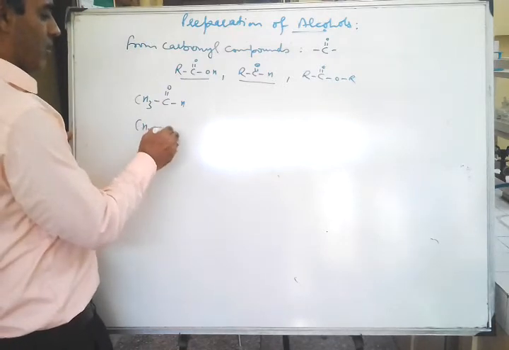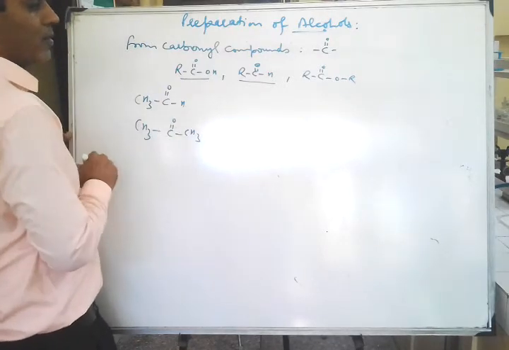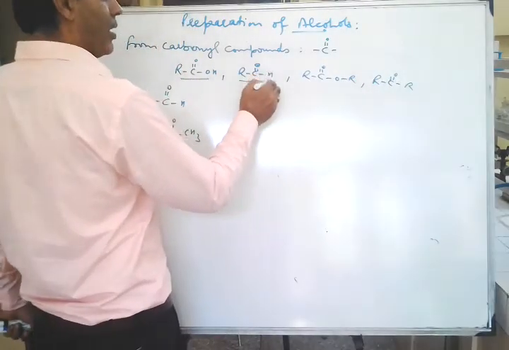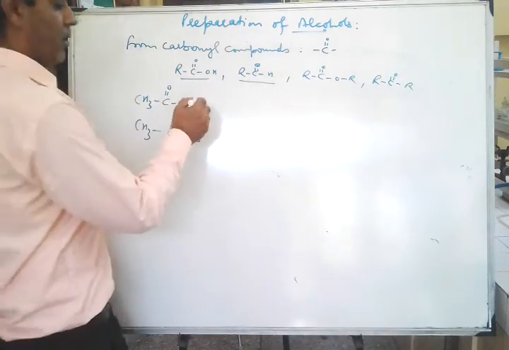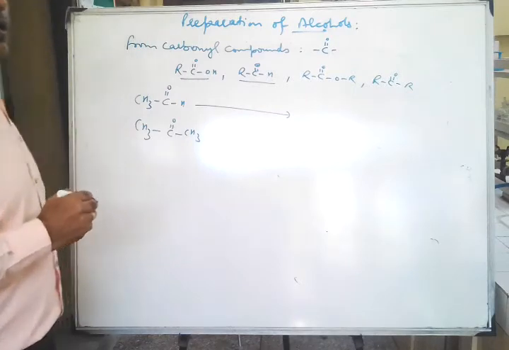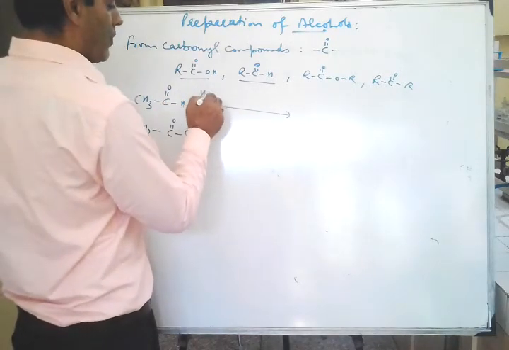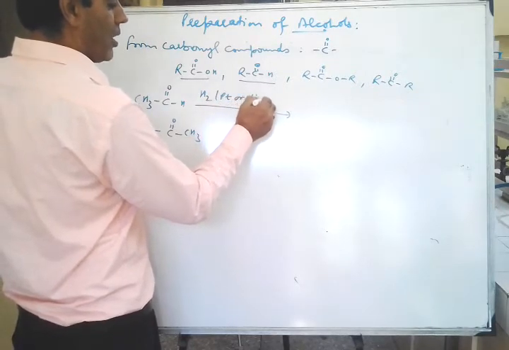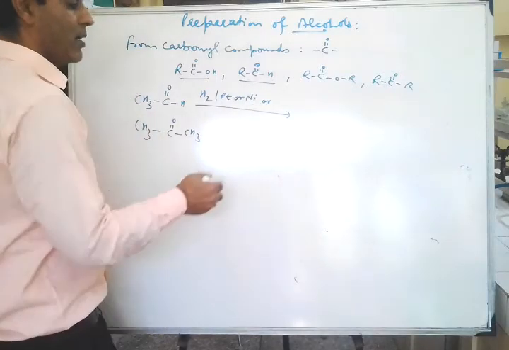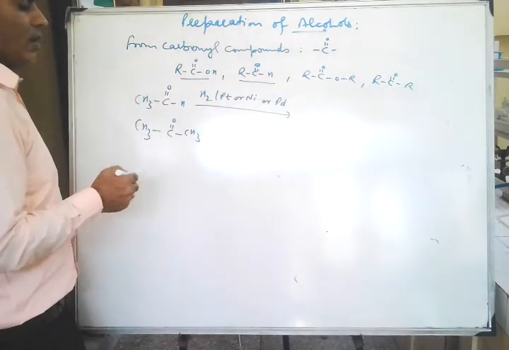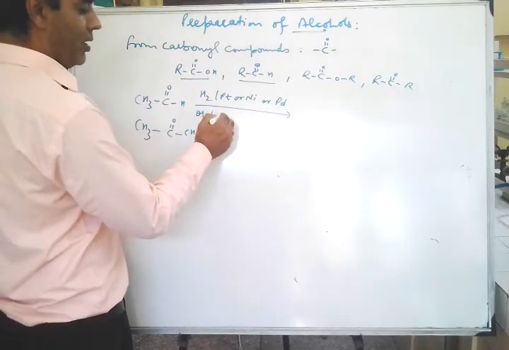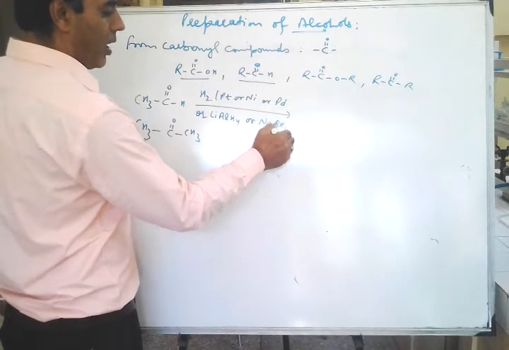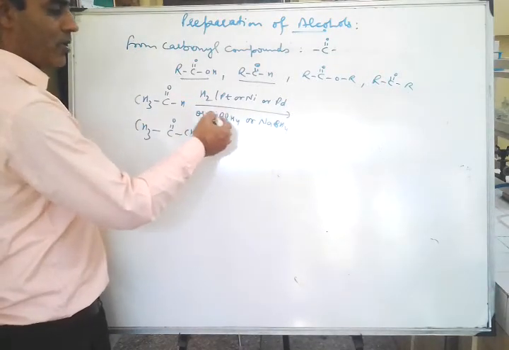And next I can take ketone. Right? So you can include ketone here also, because if you write R here, then this will become ketone. So this is done by using hydrogen in the presence of catalysts like platinum, or you can take nickel, or you can take palladium, right? Or you can use reagents like lithium aluminum hydride or sodium borohydride. So these are what? These are strong reducing agents.